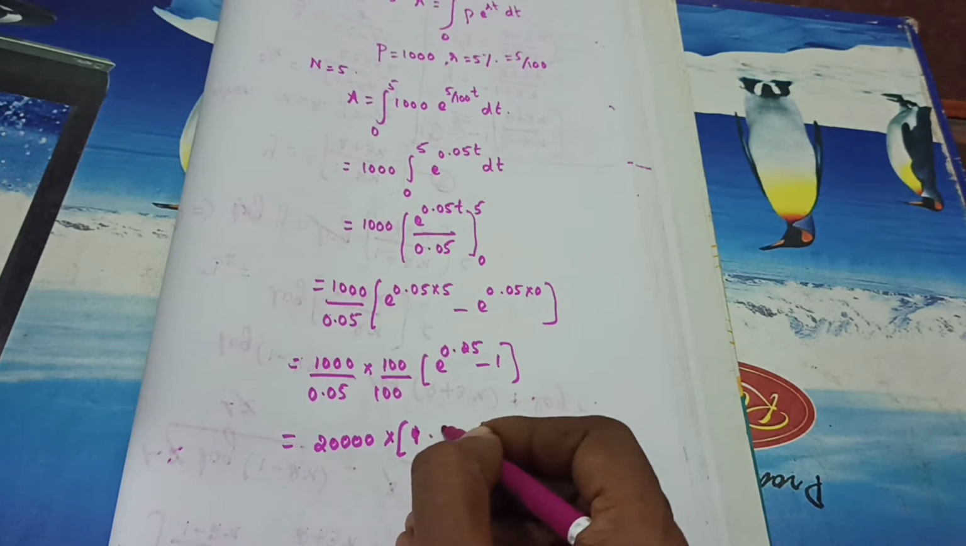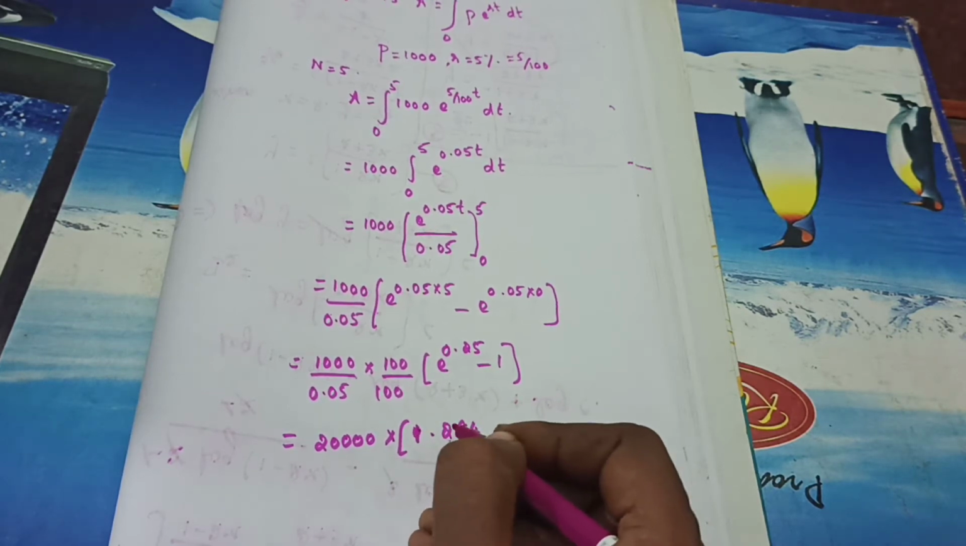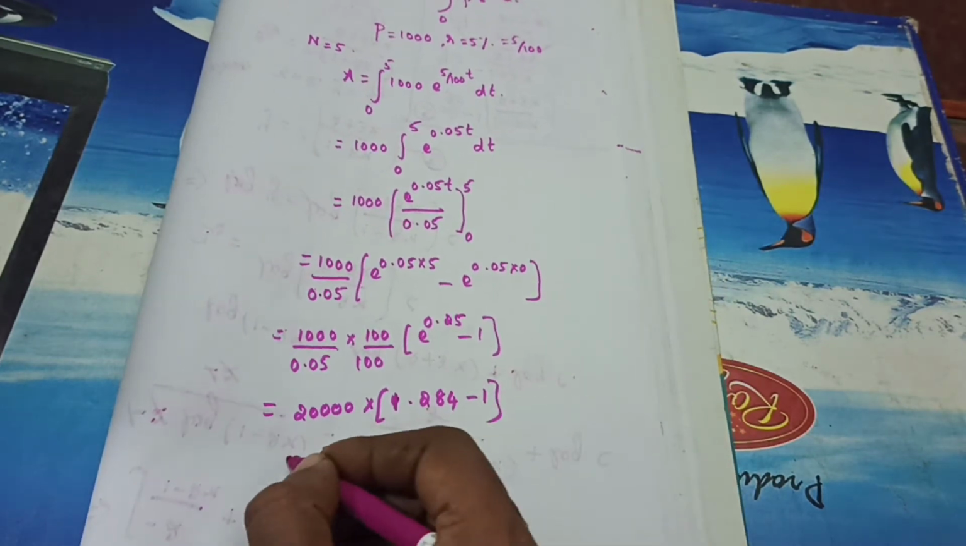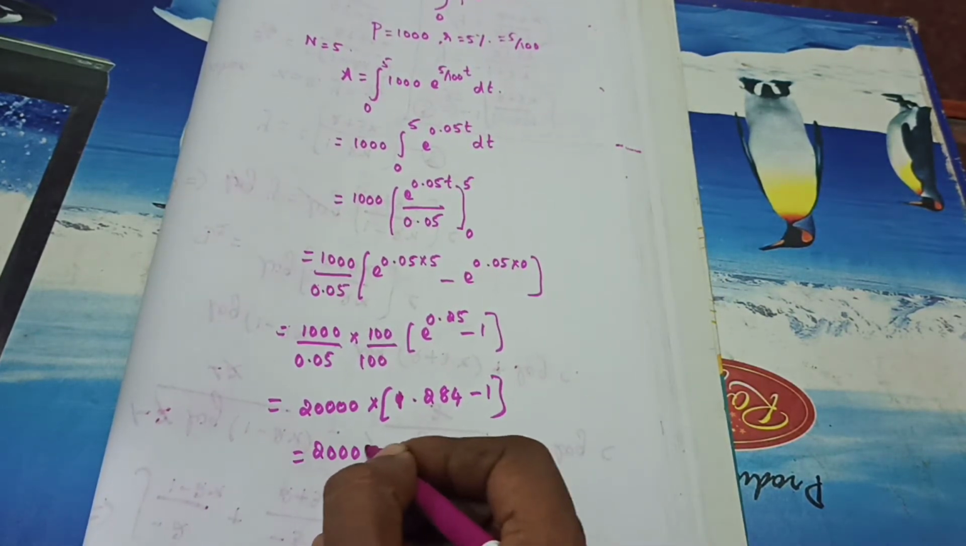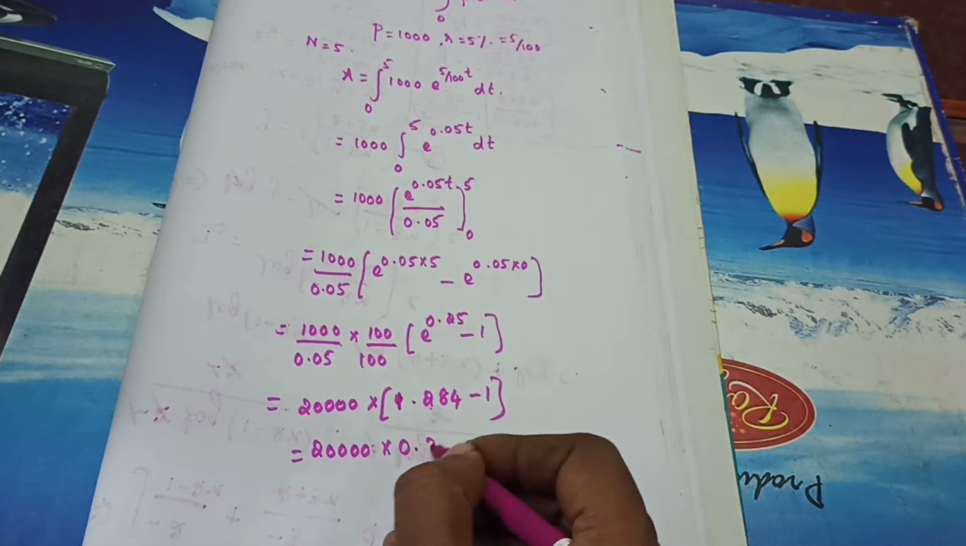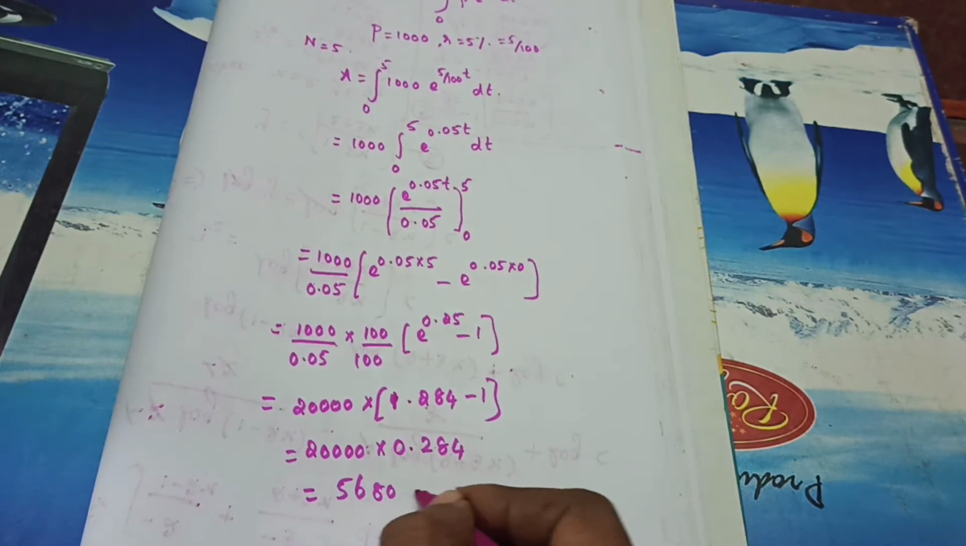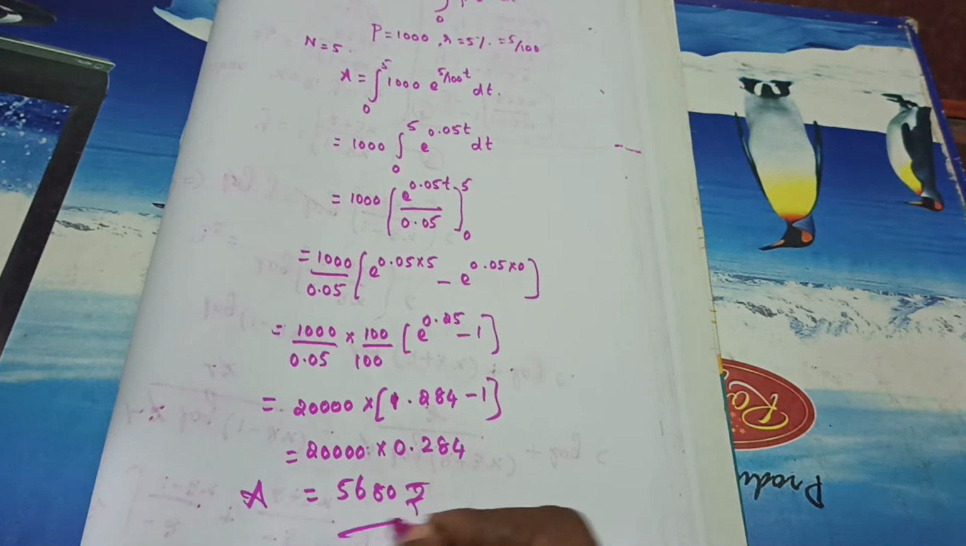The value is given in your question, 1.28. The value is given in your question. Okay. Question 1 minus 1. That's equal to 20,000 into 0.284. Multiply, 5680 rupees. This is the answer for this problem.